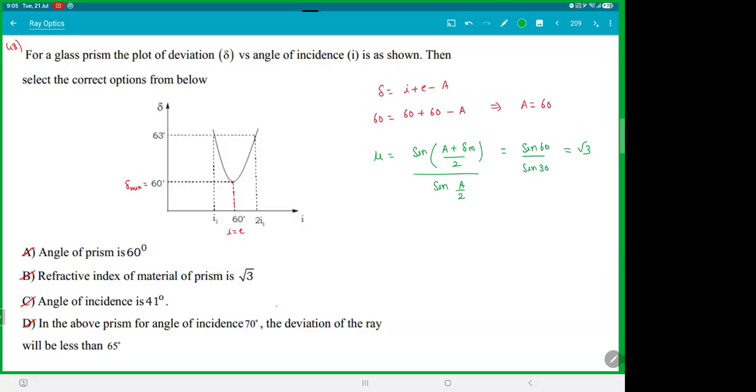Angle of incidence, he is asking. So basically he's asking this 41 degrees, he's asking the I1 value. So look at the value at I1. At I1, the deviation is 63. But did you notice something here? You got the same deviation for two angles. And I told you, you get the same deviation for two angles when I and E become interchanged. So basically, if this is your I, this should be your E, because you're getting the same deviation.